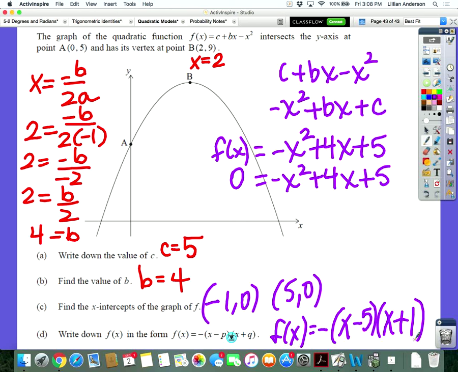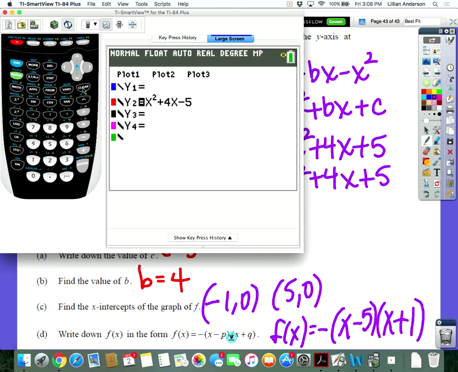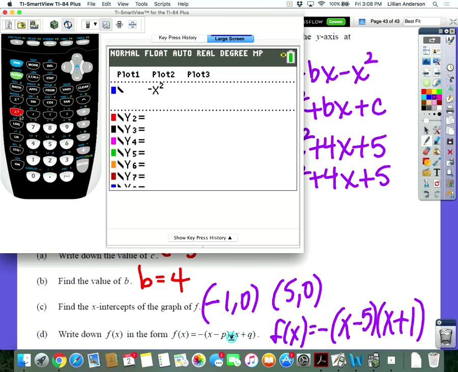Could you do the calculation to find the negative or no? Yeah, you can. Okay. Real quick, I want to show you how to find your x-intercepts using your calculator. So everybody pull out the calculator. And I want you to type in the function into your calculator. Negative x squared plus 4x plus 5. Okay?